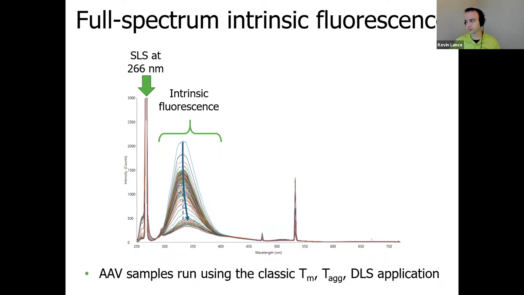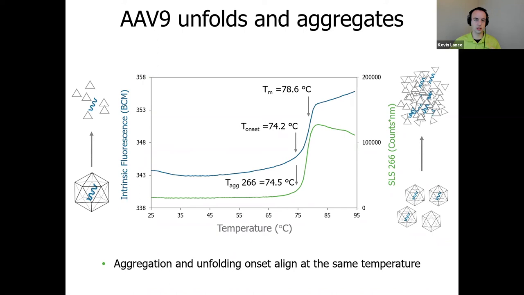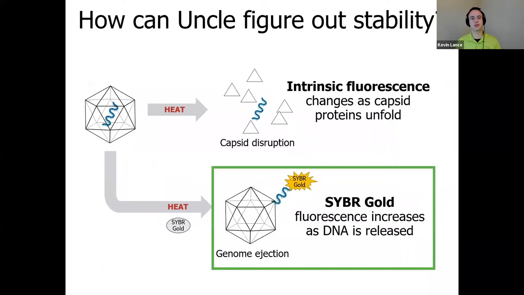What that experiment looks like is this. In blue, we're tracking the intrinsic fluorescence of AAV capsids. You'll notice that BCM wavelength starts at a certain level, and then as capsids start to unfold, that's our Tonset, and our Tm is identified as the inflection point in that unfolding behavior. Aggregation starts at about 78 or 74 degrees Celsius, and this is reflected by the SLS signal, where it starts to increase as capsids begin to aggregate. Okay, so that's aggregation and unfolding seen at the same time with one experiment, showing you capsid disruption behavior, which for AAV9, we saw started about 74 degrees Celsius and then increased for a few degrees after that.